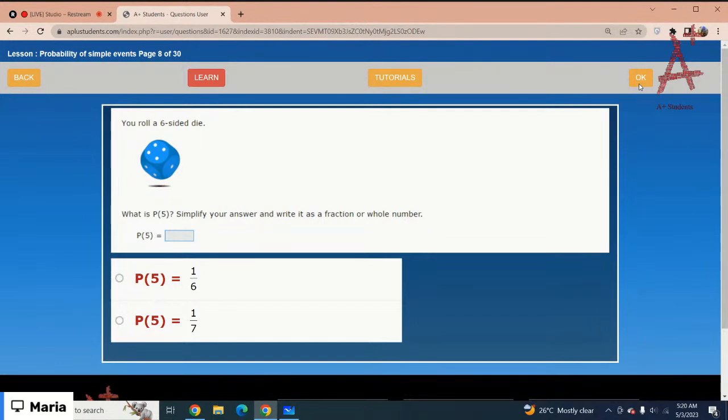When you roll a six-sided die, what is the probability of getting 5? So in a die, you have total 6 options. Got it? And all of them are unique, like 1, 2, 3, 4, 5, 6. So on the die, 5 appears just once. So it would be 1 out of 6. The correct option is 1 out of 6.